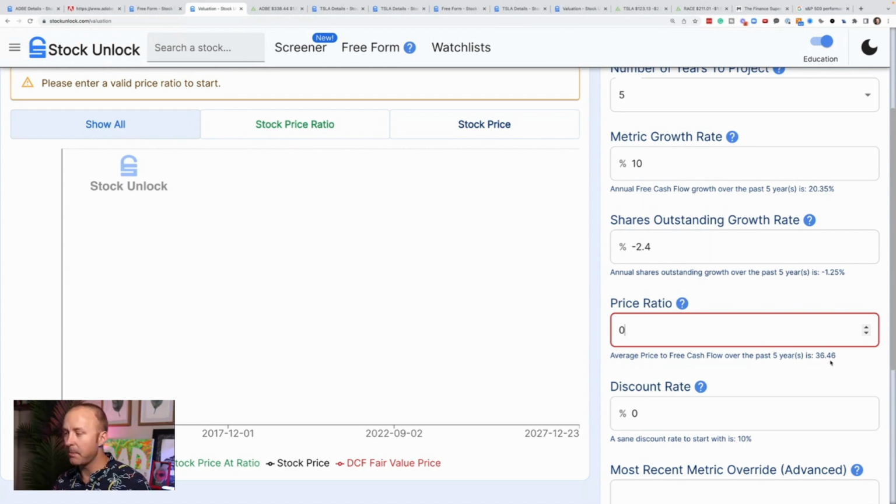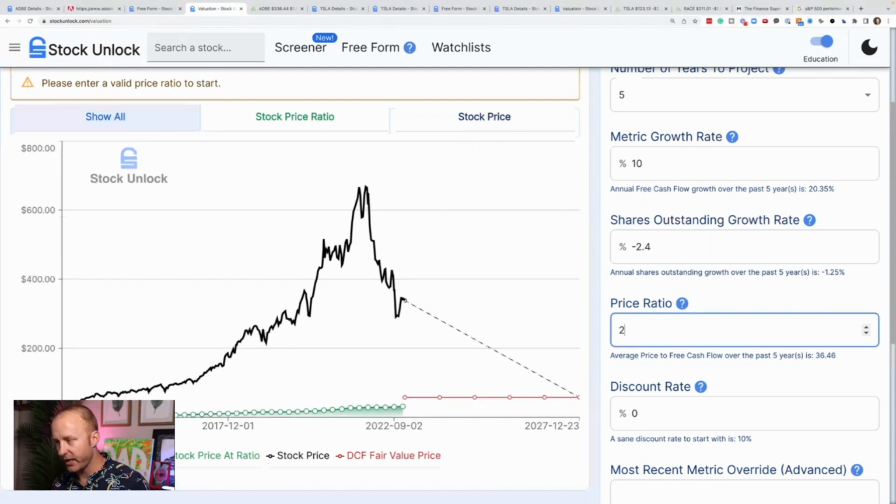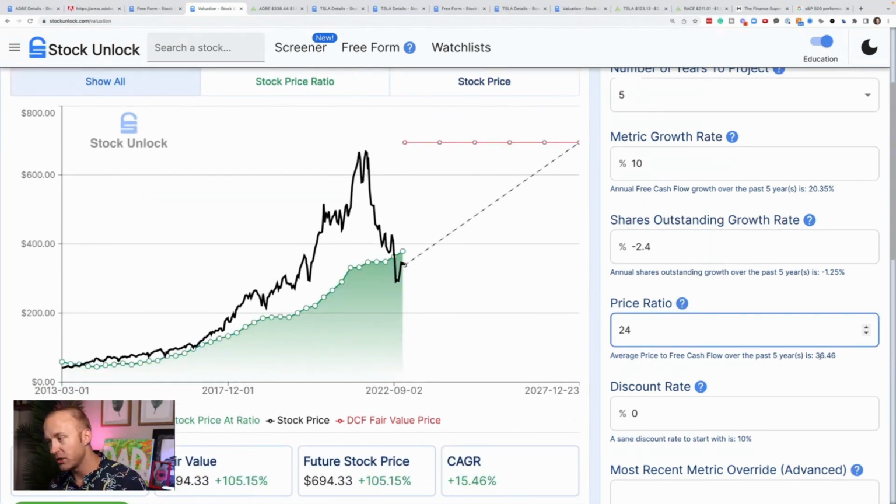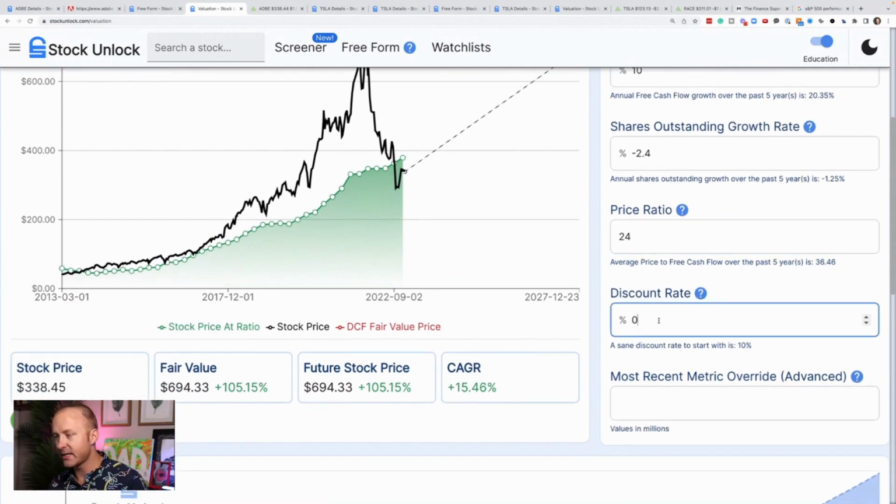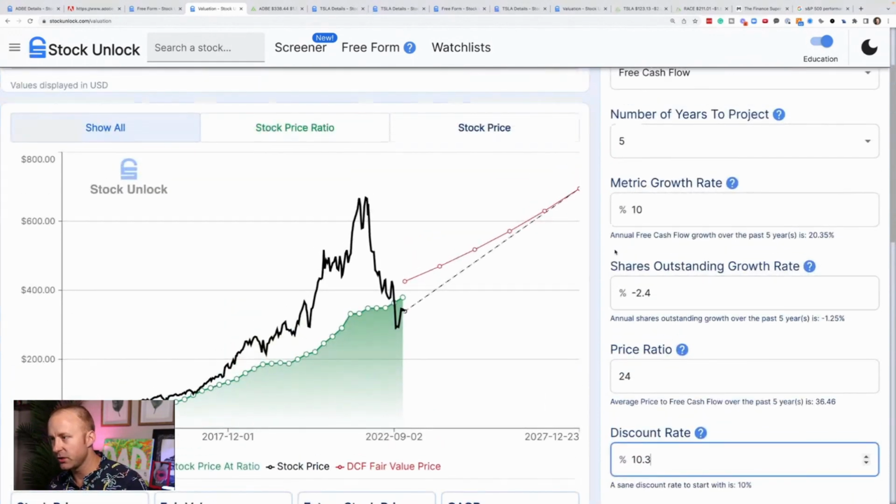So we're going to bring that down by 12 to a price to free cash flow of 24, which brings it down by about 30%, right? Discount rate, what is the expected return we want? 10%. And so what this will do is it'll give us what the projected price would be based on everything we just put in out to 2027. So we have the fair value price at $6.94 based on these numbers we just put in.